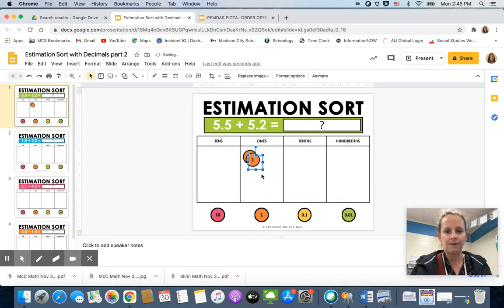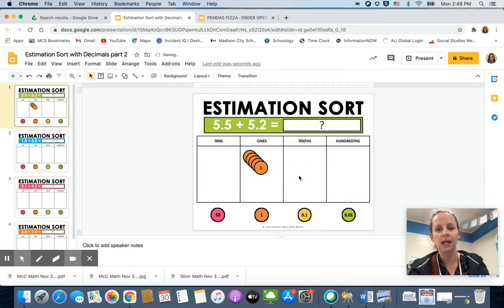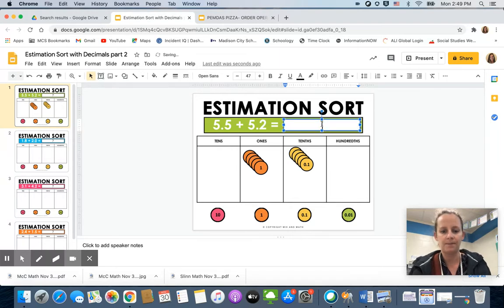Okay, so I want to see 5 of these. 1, 2, 3, 4, 5. And then I want to see 5 of the yellow tenths discs. Now you can round this number to 6. That would be a good way to estimate.